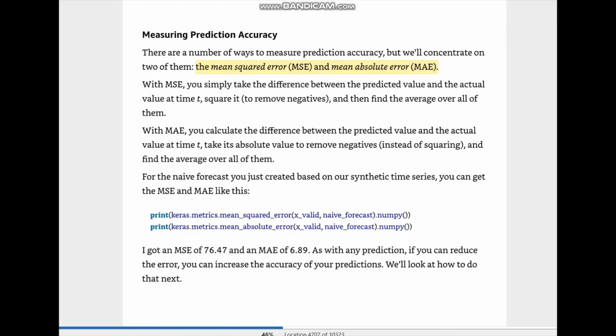How do we do that in Keras? We simply use keras.metrics.mean_squared_error or .mean_absolute_error and pass in the values, that is the x validation values and the naive forecast. And of course, any mathematical function needs numpy, so we have imported numpy as well. The MSE turned out for the author to be 76.47 and the MAE was 6.89. As with any prediction, if you can reduce the error, you can increase the accuracy of your predictions. So we'll see how to do that next.